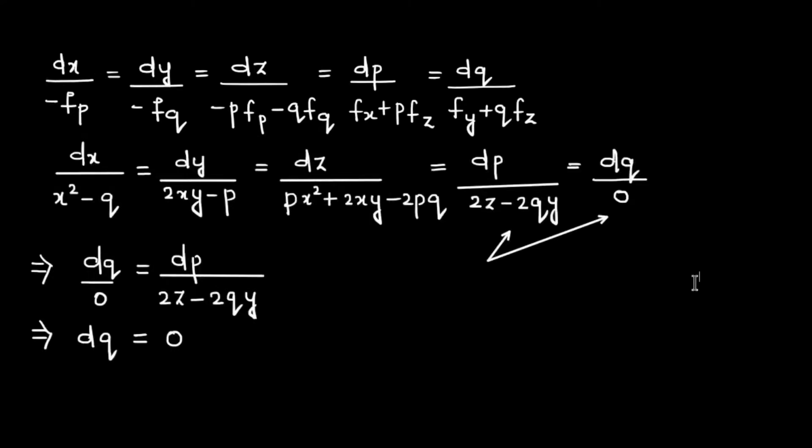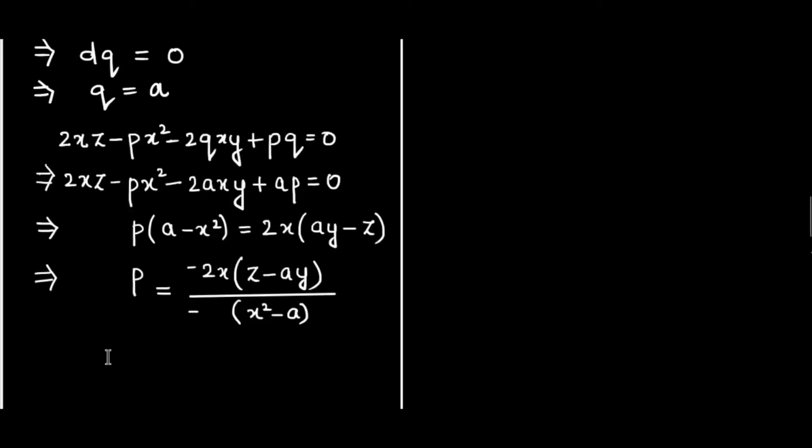and thus after considering the last two ratios and then simplifying, we get dq equal to 0. Now let us integrate dq equal to 0. After integrating this, we get q is equal to a. Now let us substitute q equal to a in our given equation to find the p. Yes, this is our p.